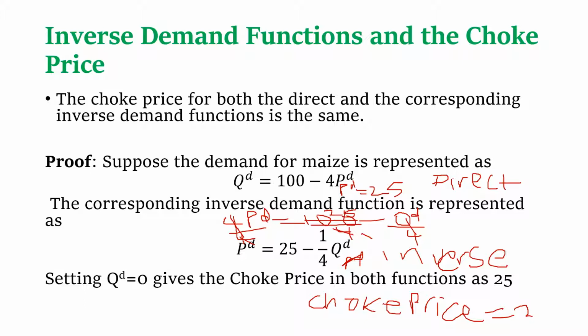Maybe 25 cents or $25, whatever. Got it? So that is the choke price. So whether you are dealing with the direct demand function or the inverse demand function, the choke price is always the same. Because the choke price is the price at which the quantity demanded equals 0. If you equate QD to 0 for the direct demand function, you get a choke price of 25. And for the inverse demand function, if you equate QD to 0 again, the choke price is also going to be 25. So that's why we say, for both the direct and inverse demand function, the choke price is always the same.